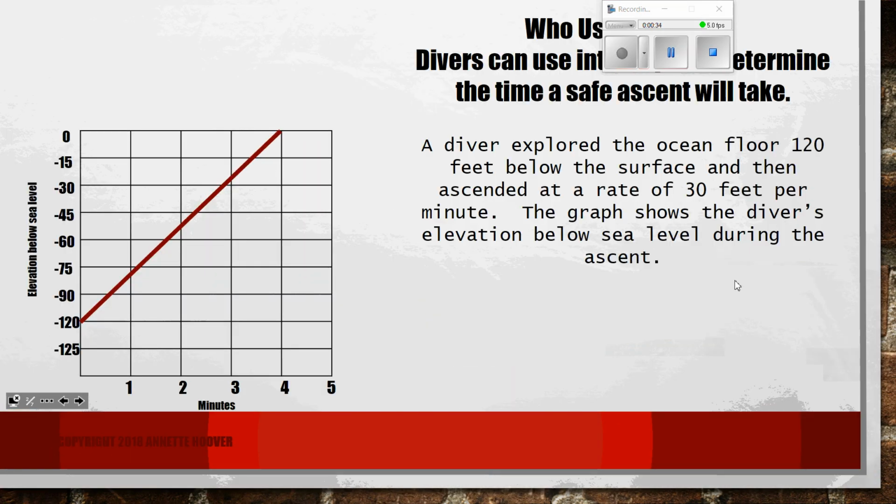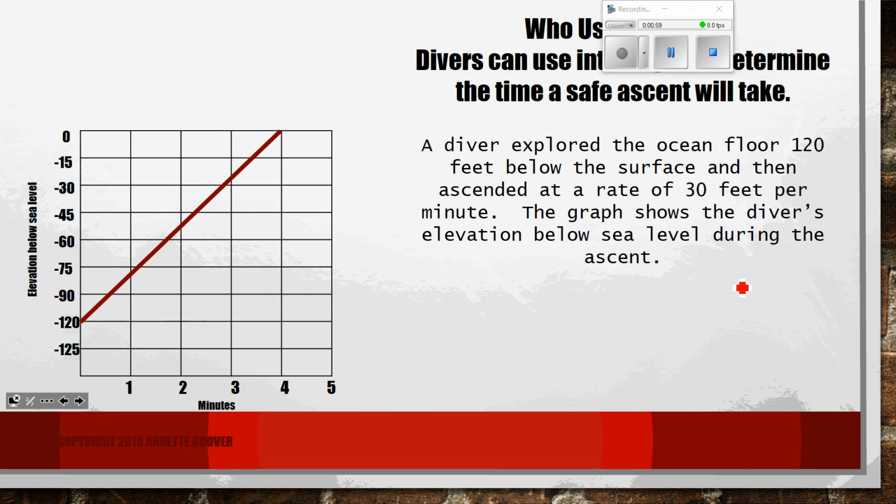Intercepts are important in graphs because they tell us some important bits of information. In this example right here, we have a diver who explored the ocean floor 120 feet below the surface and then ascended at the rate of 30 feet per minute. The graph shows the diver's elevation below sea level during the ascent.